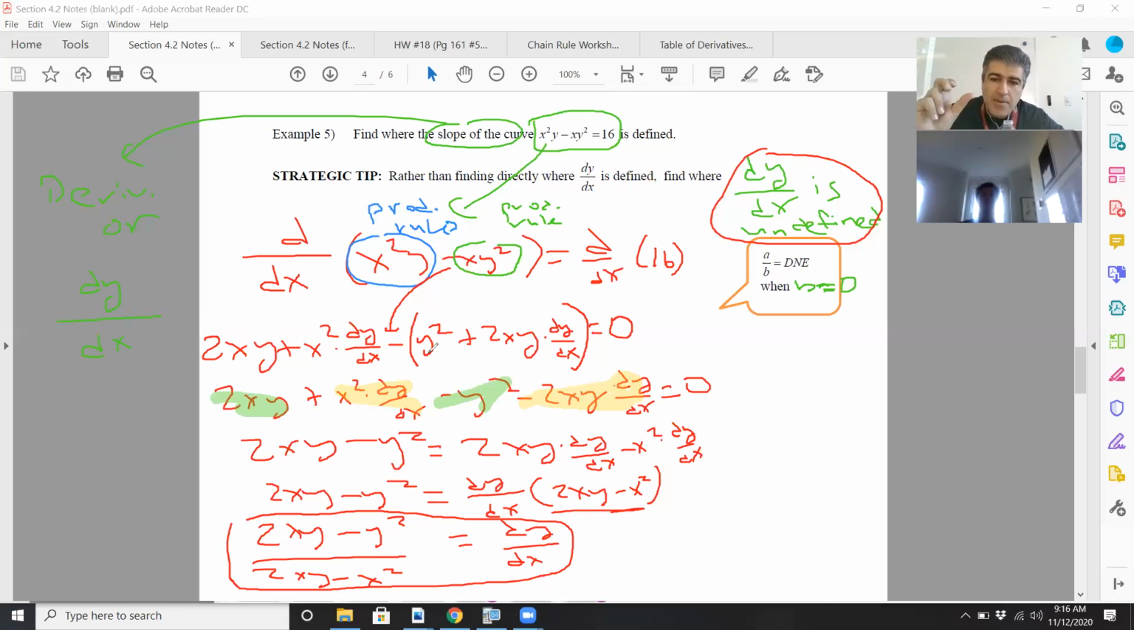You've got to collect the terms with dy over dx and move them over to one side. The ones that didn't have dy over dx, keep on the other side. And again, you work it all out.